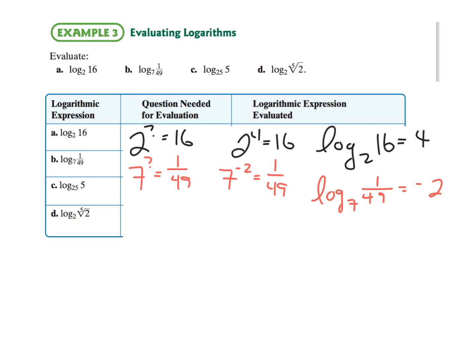Again, like the other ones in part C, log base 25 of 5, so I say 25 to what power is equal to 5? Well, I know the square root of 25 is 5, so 25 to the 1/2, or log base 25 of 5, is equal to 1/2.